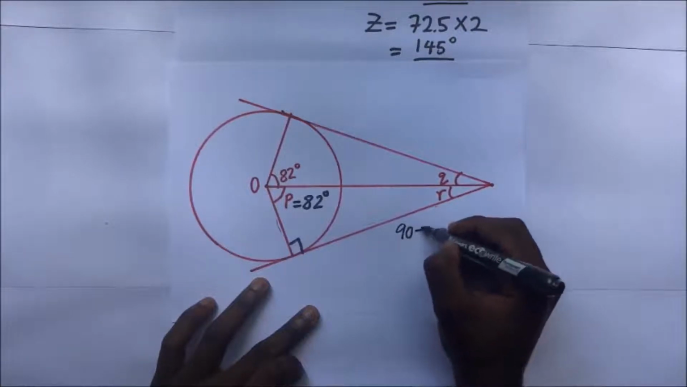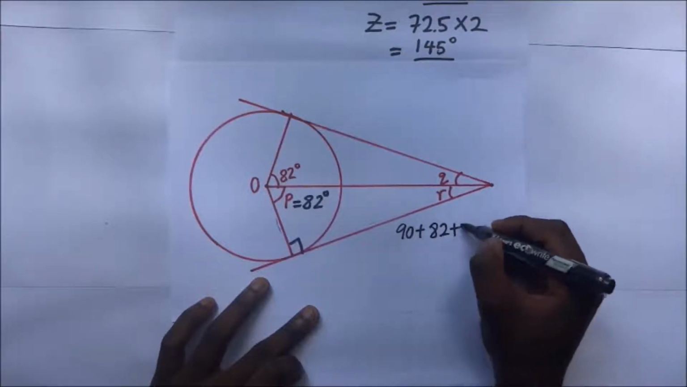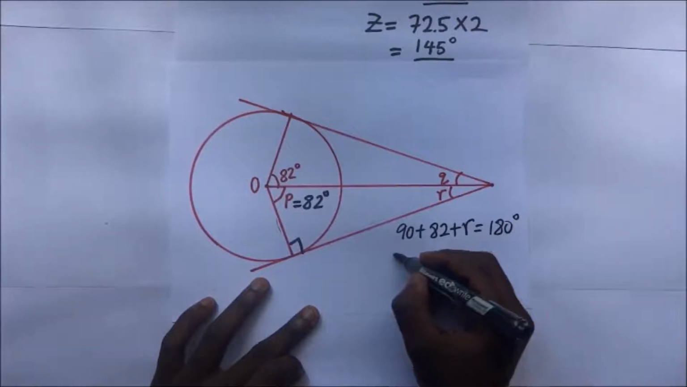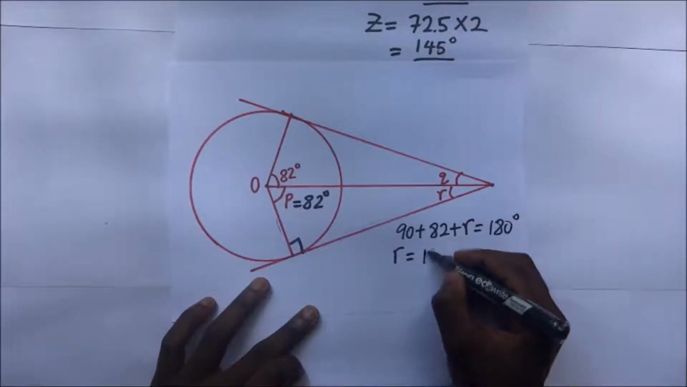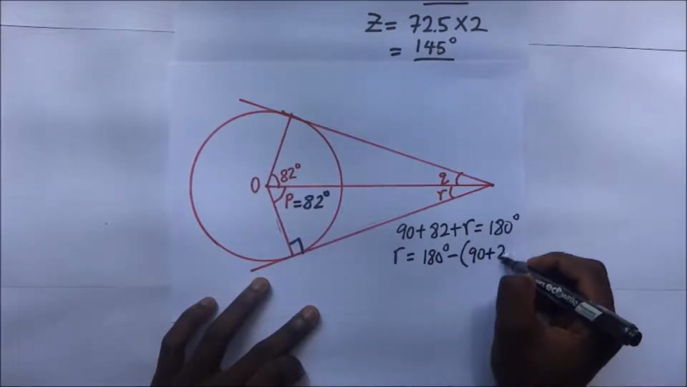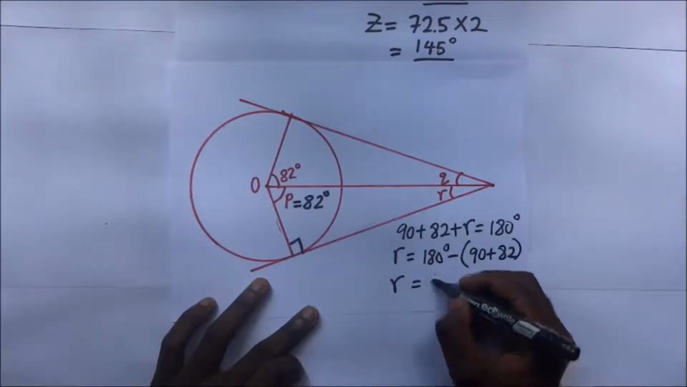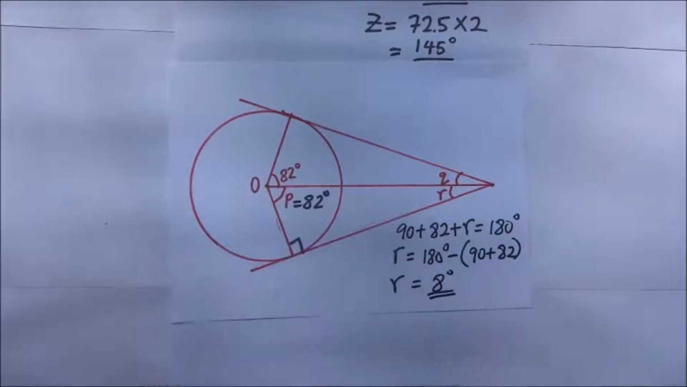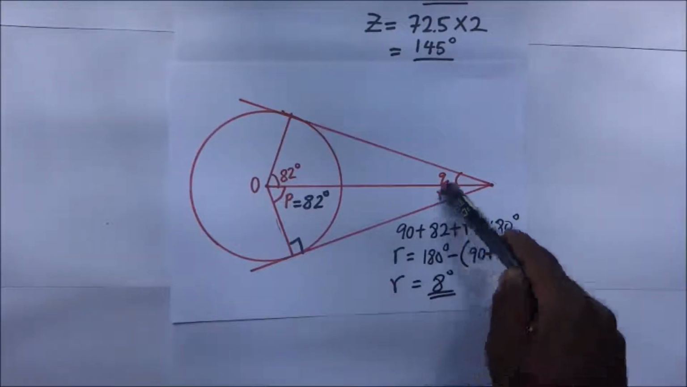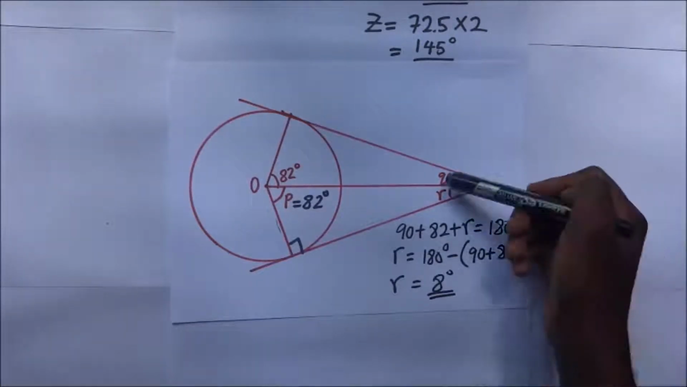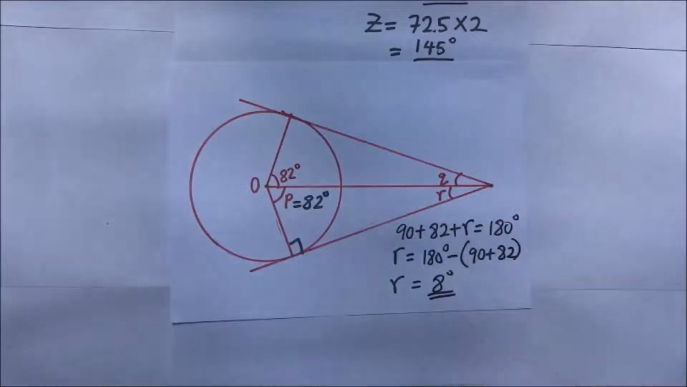So it's 90 plus 82 plus R is equal to 180 degrees. So our value of R is going to be 180 degrees minus 90 plus 82, and we shall get our value of R as 8 degrees. So when we get the value of R as 8 degrees, it means that even our value of Q will be 8 degrees because this value of Q and R are the same.